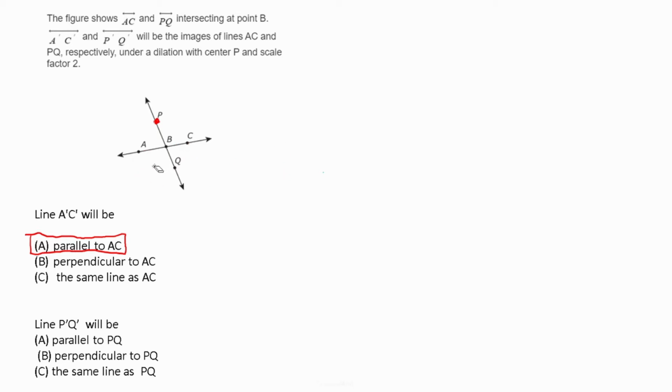But now look at PQ. Line PQ goes through P. So what's going to happen, as we said in the last problem, is it's going to be the same line. This one's nice and easy for us. Whoops, I accidentally deleted my box. So it will be the same exact line. That one's easy. It will not change, because no matter what the dilation is, it will stay the same.